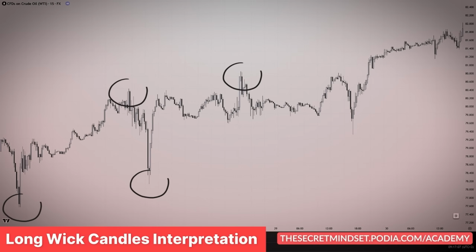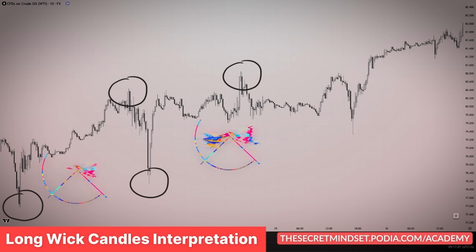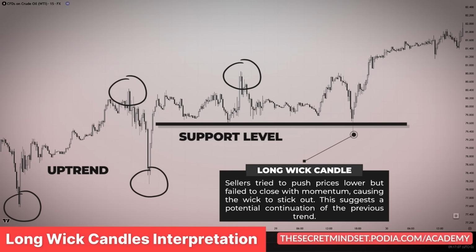In an uptrend, if a long wick candle forms at a key support level, it means sellers try to push prices lower but fail to close with momentum, causing the wick to stick out. This suggests a potential continuation of the previous trend. The length of the wick is the first point of focus because it instantly shows strength, weakness, and indecision in the market.